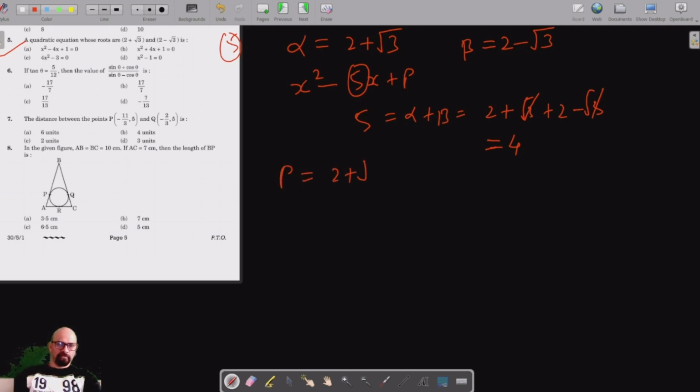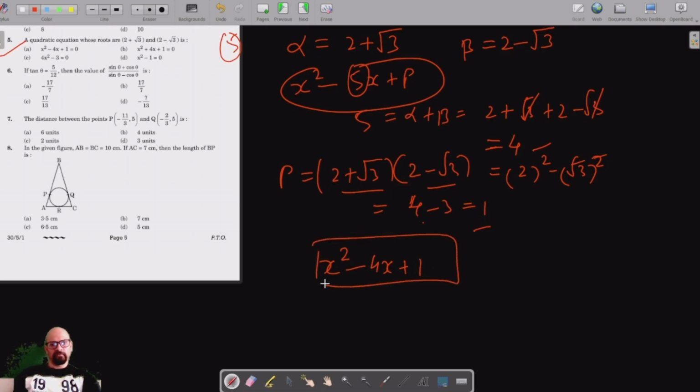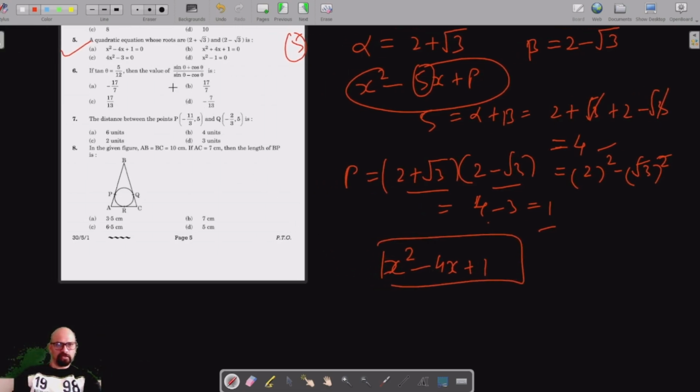And the product of the roots is 2 plus root 3 into 2 minus root 3, which is a square minus b square, 2 square is 4, root 3 square is 3, which gives 1. So let's put in the respective values there. So x square minus sum of the roots, 4x, plus product of the roots, 1. So our quadratic equation is x square minus 4x plus 1, which is option A. So option A is the correct answer for question number 5.